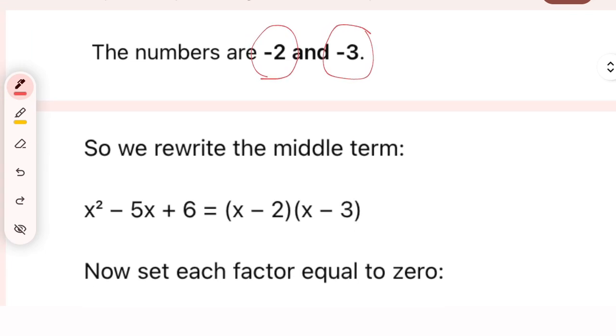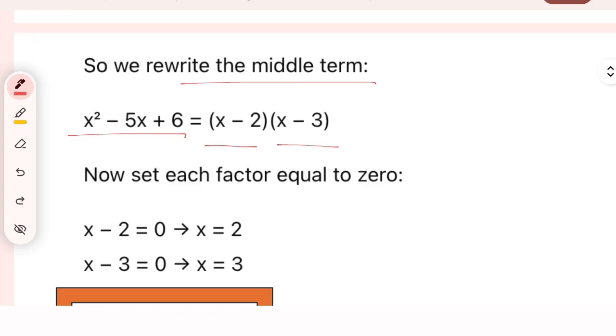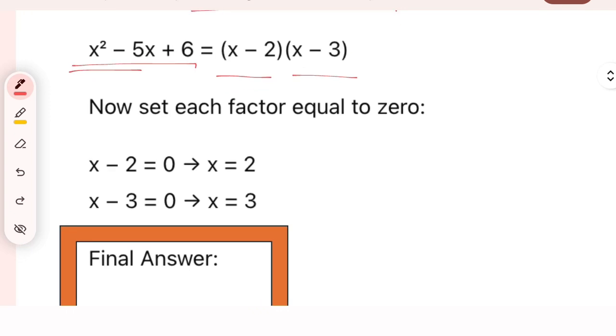So now that we found negative 2 and negative 3, we will now rewrite our equation. So this is the original quadratic equation. We will now factor it using the negative 2 and negative 3. So here are the factors, x minus 2 and x minus 3. So we factored the quadratic into x minus 2 and x minus 3.